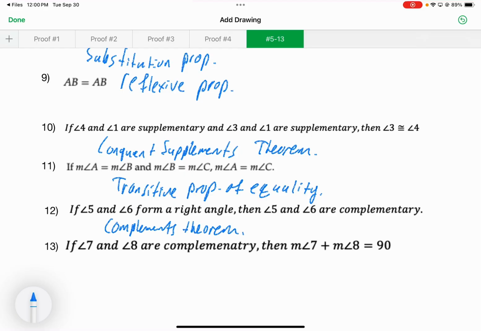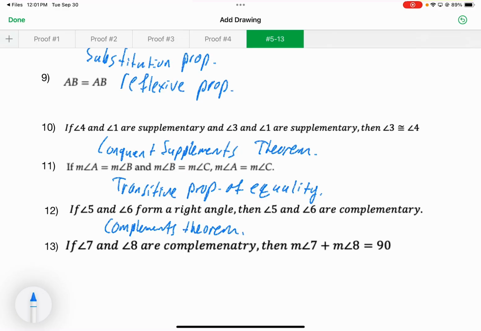Jillian? There's definition of complementary angles. Would it say like 5 and 6 equal 90? Yes. If 2 angles add up to equal 90, it's definition of complementary. If 2 angles add up to equal 180, it's definition of supplementary. Like number 10, 4 and 1 are supplementary, 3 and 1 are supplementary, then 3 is equal to 4. That's congruent supplements. If 4 and 1 are complementary and 3 and 1 are complementary, then 3 is congruent to 4. That would be congruent complements theorem.